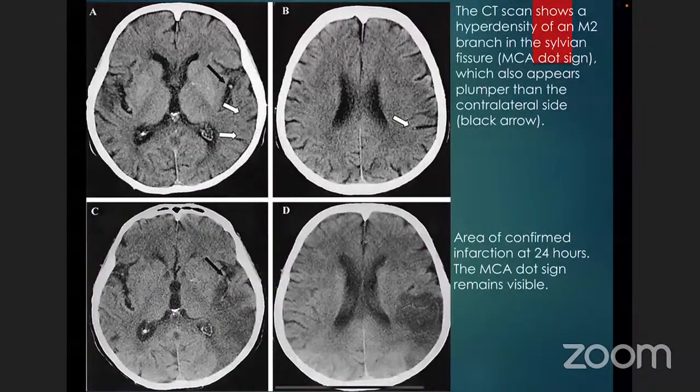In this picture, you can see the dot sign in the M2 branches. The CT shows hyperdensity of the M2 branch in the Sylvian fissure, the MCA dot sign, which also appears denser than the contralateral side, marked by the black arrow. The repeat scan at 24 hours in the same patient shows the infarcted area, confirming infarction at the same location.